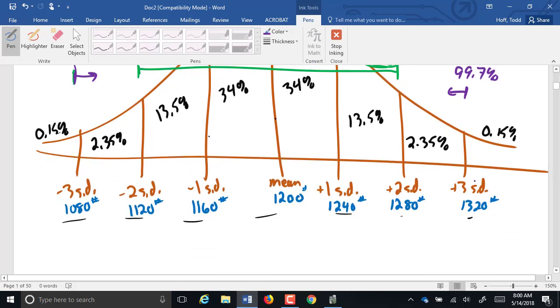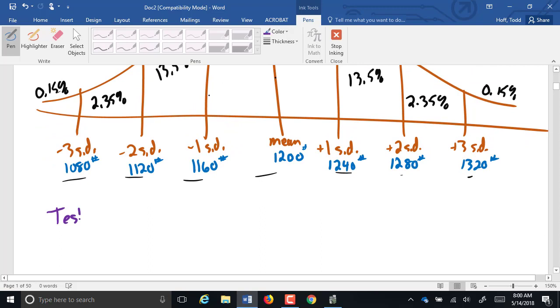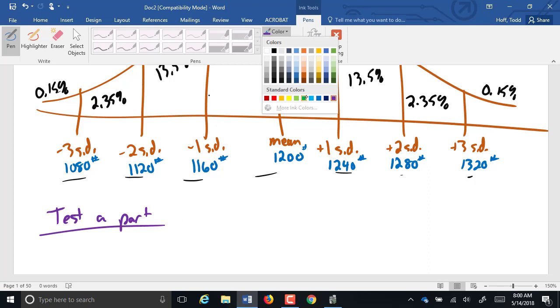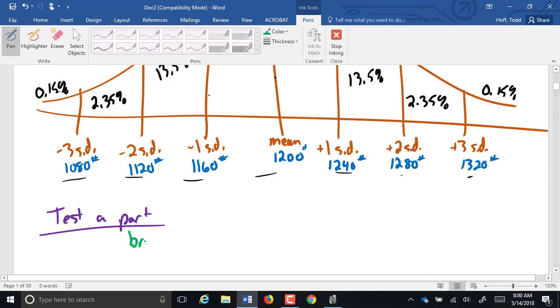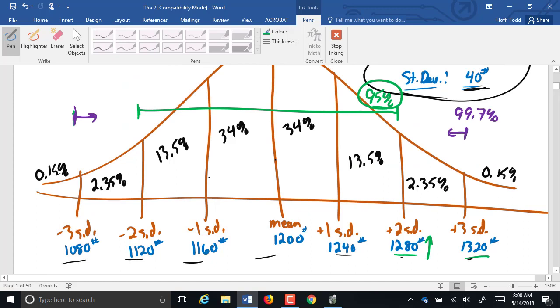So what does that mean? Well, that means that we test a part. It breaks at 1,291 pounds. Where does that fall? Between 1,280 and 1,320, right? It falls somewhere in here. Well, we'd expect 95% of the parts to be inside there. Less than 5% would be outside that range. Is that an unusual event? Yes, it is.